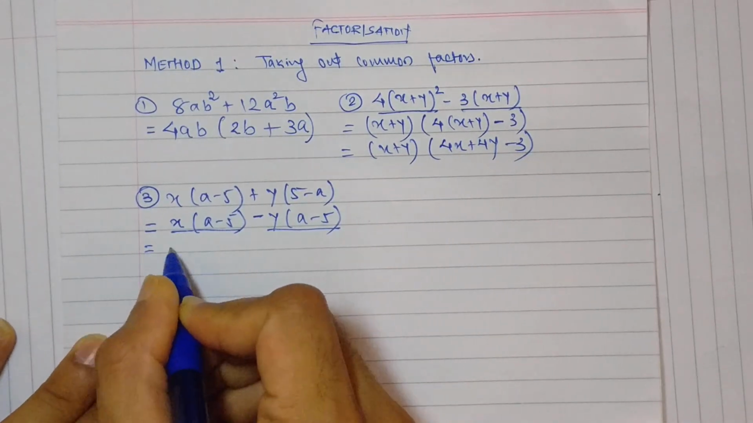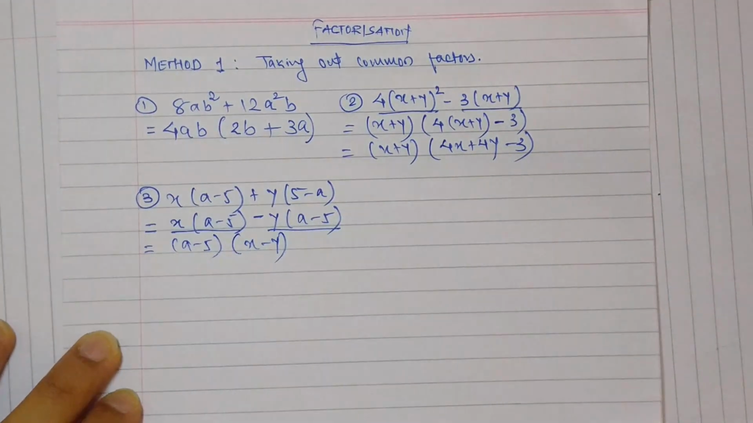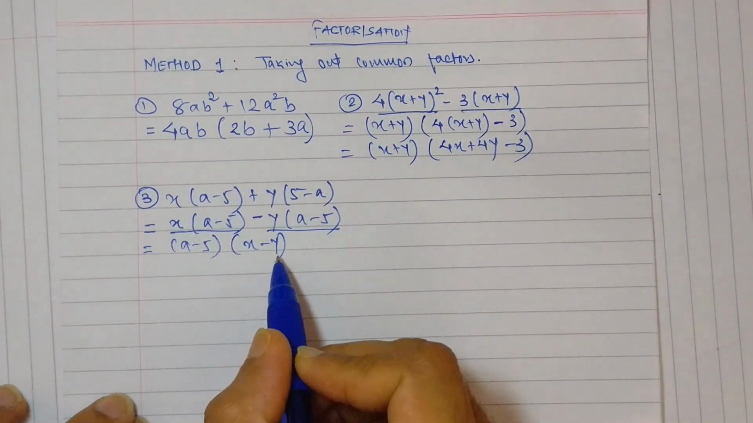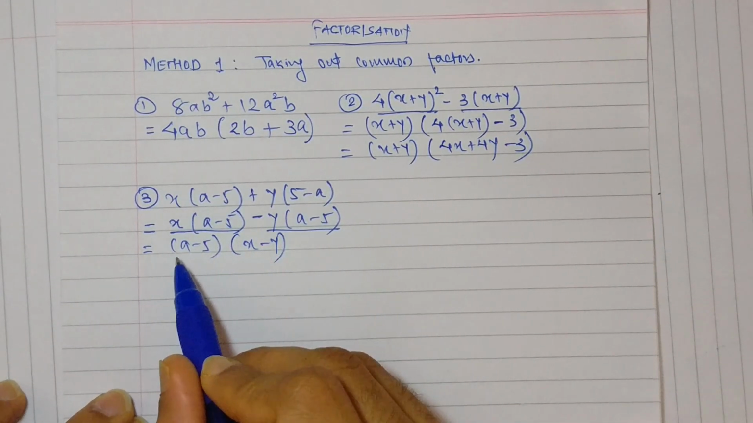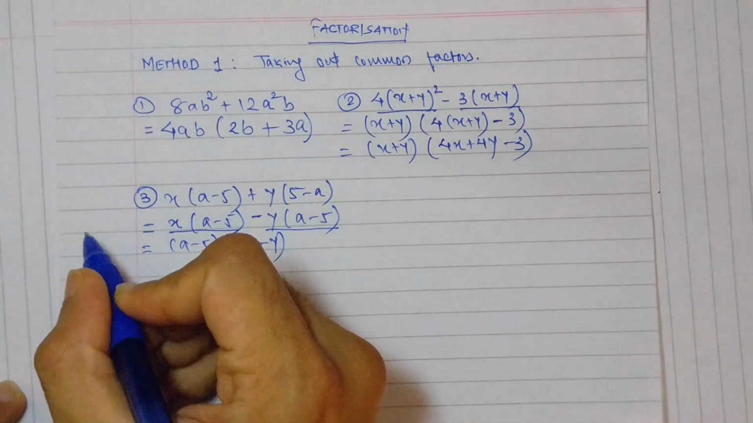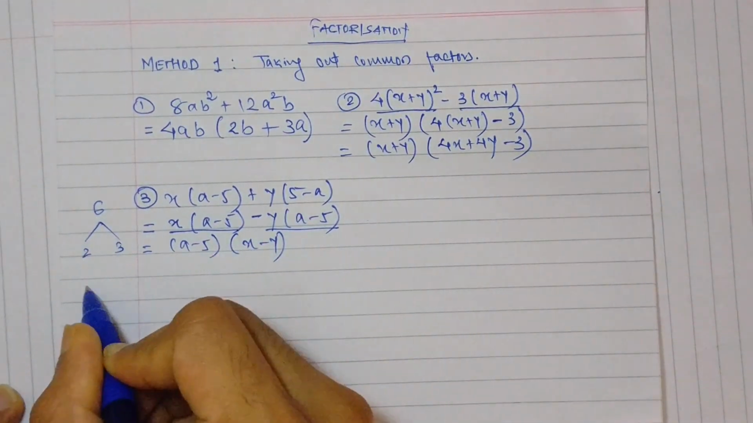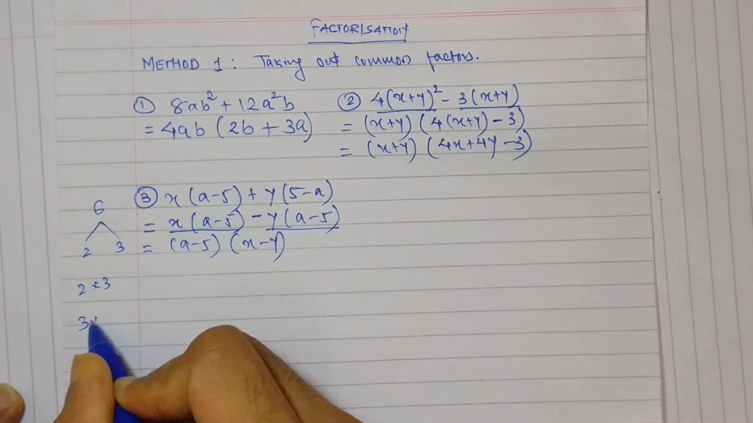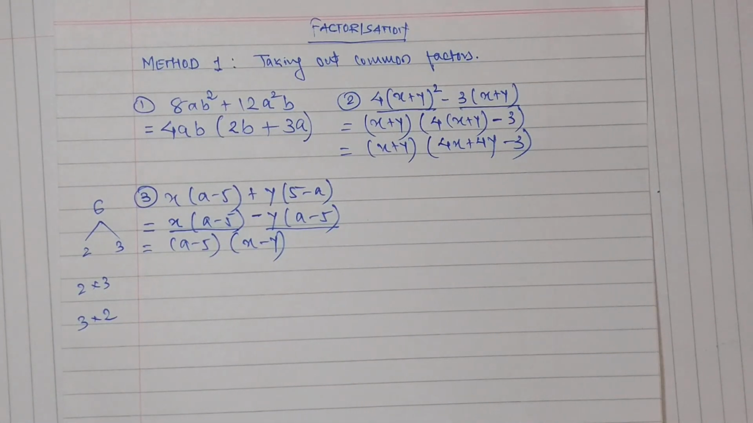Now look at these two terms. What is common in these two terms? A minus 5. And what is left inside? X minus y. Now some people would say, what if I write x minus y first and then a minus 5? X minus y bracket a minus 5. First this and then this. Doesn't make any difference. Like if there is a number 6 and I have its two factors 2 and 3, if I write 2 into 3 or 3 into 2, doesn't make any difference. The same number I'm going to get. So the factors are 2 and 3 or 3 and 2. Doesn't make any difference. Right?